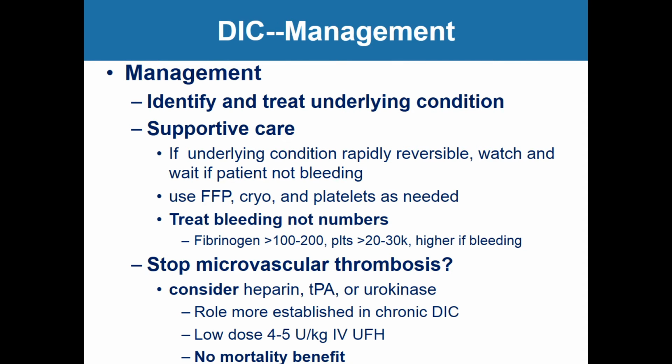Many attempts have been made and many studies have been performed and many products have been looked at to try to stop the microvascular thrombosis that occurs in the setting of DIC. You can consider heparin, TPA, urokinase. The role for the use of these products is definitely more established in patients who have chronic compensated DIC than acute DIC. You can try low dose 4 to 5 units per kilogram of IV unfractionated heparin.